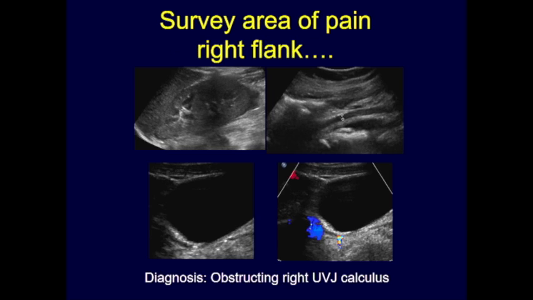So that patient that I showed you, the normal appendix, we surveyed the right kidney and we saw some perinephric fluid. We saw a dilated ureter. We found a stone within the distal ureter with color Doppler twinkling artifact, and she had an obstructing right ureterovesical junction calculus.